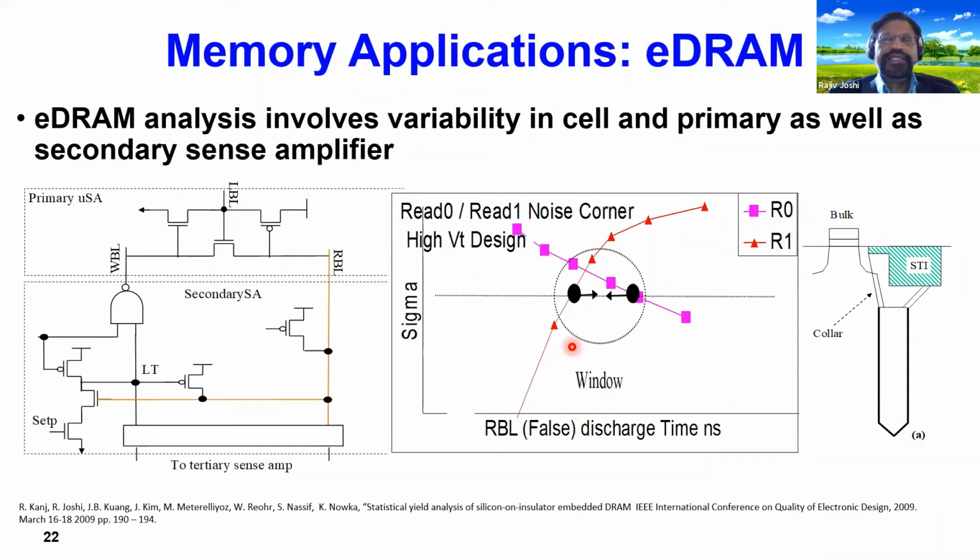There are other memory applications where we can look at the EDRAM, for example. I will not talk about the circuits here, but there are sense-amps, primary sense-amps, secondary sense-amps. You can see that if you plot, using the mixture importance sampling, the sigma value as a function of read bit line discharge, then for the two operations, read 0 and read 1, you get very opposite trends. And that gives you an idea about the working range, the technology range, or the process range.